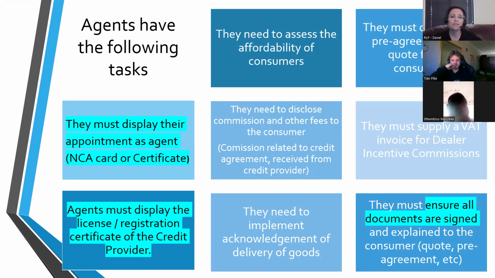Also, an agent must display the license or the registration certificate of the credit provider. So in this scenario, they are referring to that wherever the transaction is signed, wherever this credit agreement is entered, there must be proof that this agent works with registered credit providers. So they'll have maybe in the background a registration certificate from Absa, from Standard Bank, from First National Bank, or whatever the banks are, to prove that the banks or the credit providers they are working with are registered with the National Credit Regulator.